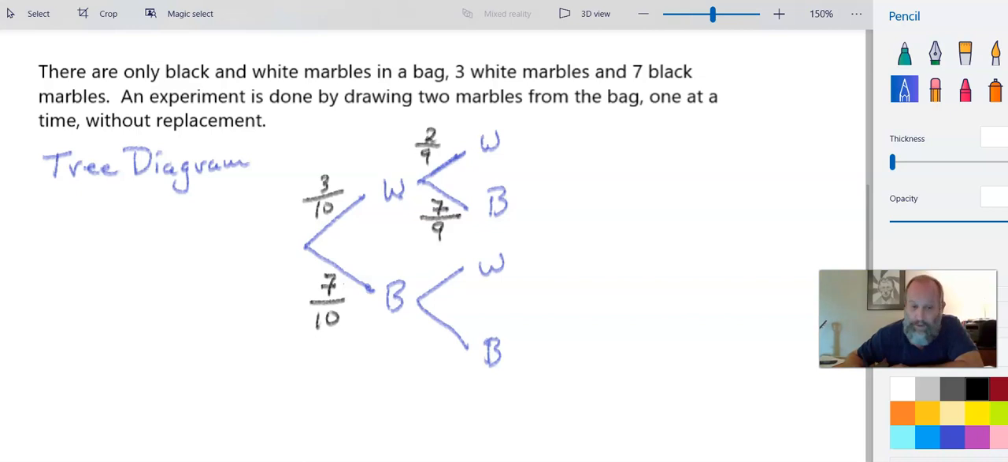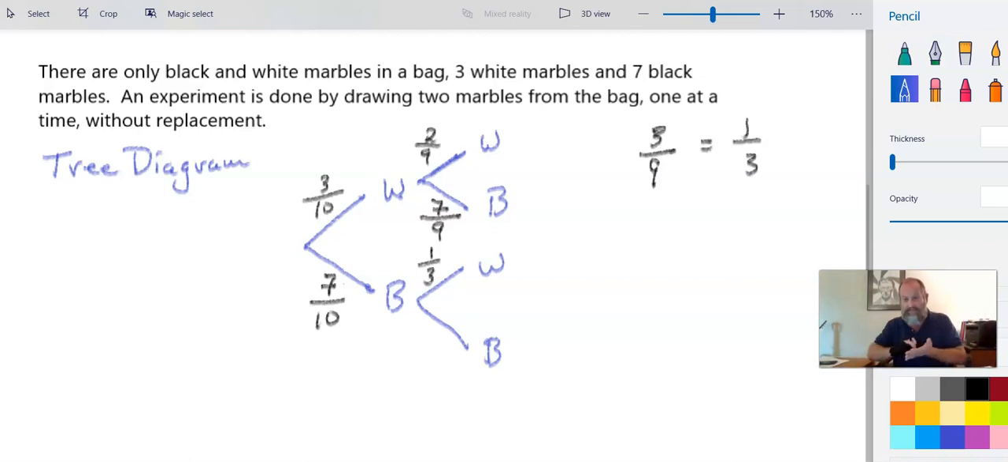Now down here, if we've already drawn a black marble, then we have 2 choices. We can draw a white marble or we can draw a black marble. The probability of drawing a white marble: since we've only pulled a black marble out, we haven't changed the number of white marbles. There are 3 white marbles left, but 9 marbles left in the bag, so that probability is now 1/3.